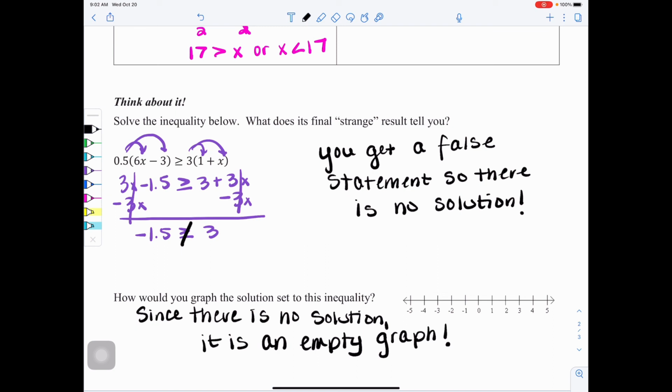So what final strange result happened, and what does it tell you? You ended up with a false statement, so there is no solution. So how would you graph the solution set to this inequality? Well, you wouldn't. Since there's no solution, it's an empty graph. And that concludes our lesson on solving inequalities.